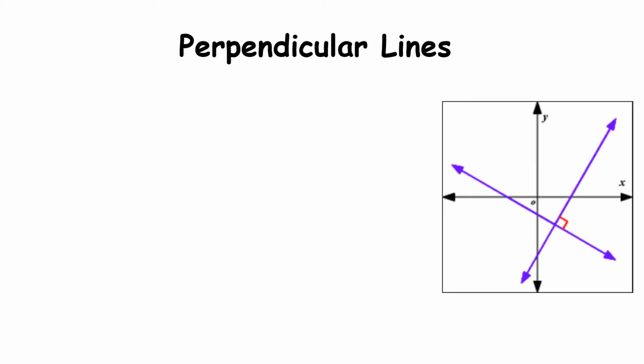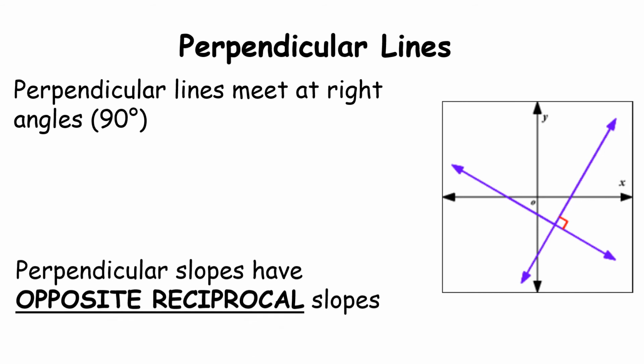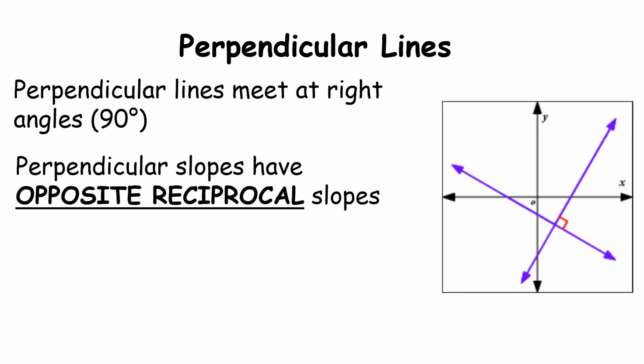So now let's talk about perpendicular lines. You will already know from geometry that perpendicular lines are lines that meet at a right angle or a 90-degree angle, and you can see that over here in the diagram. The right angle is marked with a little red square. So perpendicular lines have what we call opposite reciprocal slopes. You should have already heard the word reciprocal, and now we're talking about opposite reciprocal. So what does that mean?